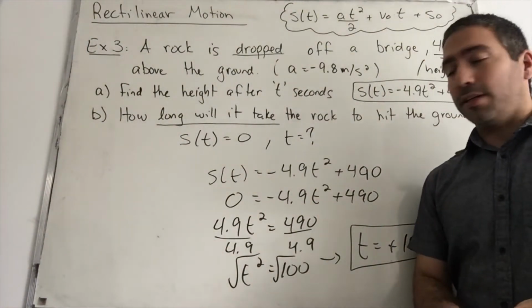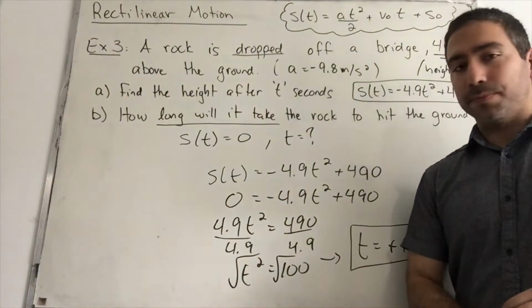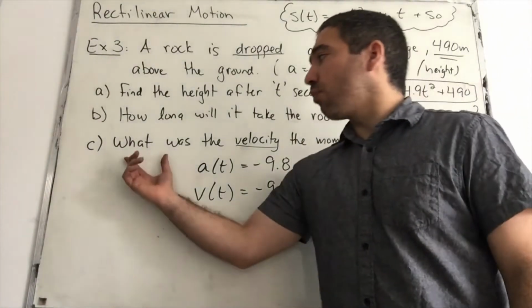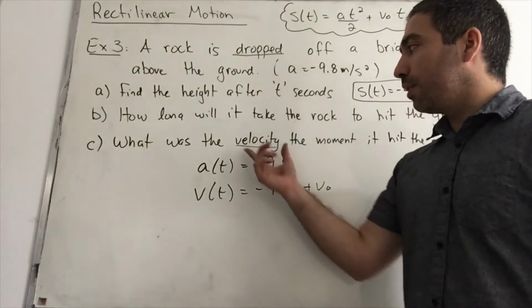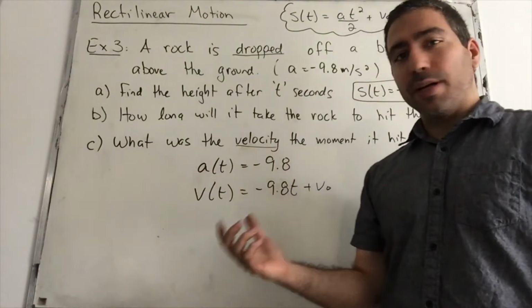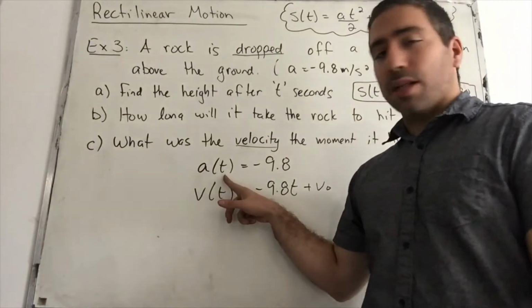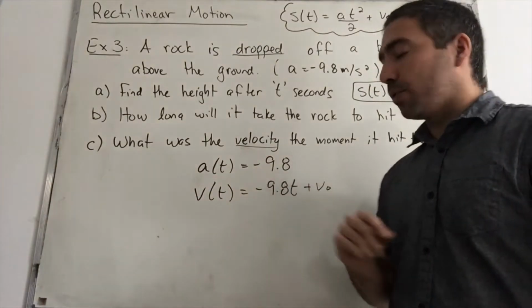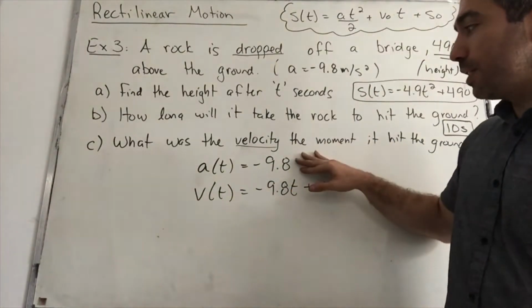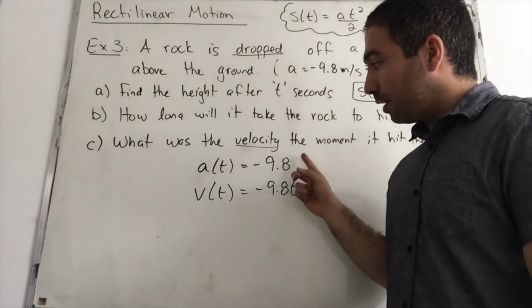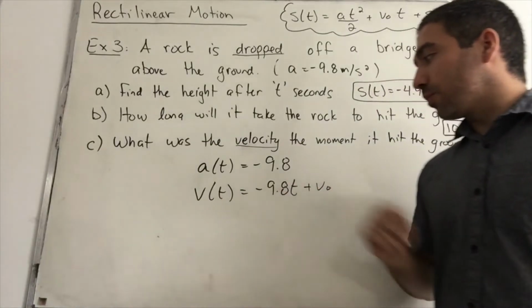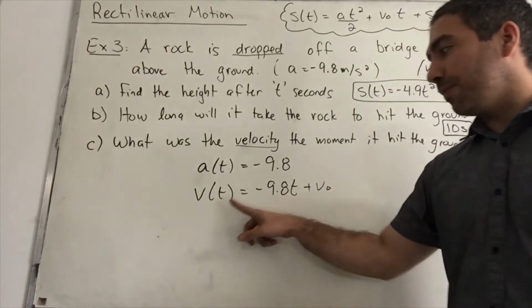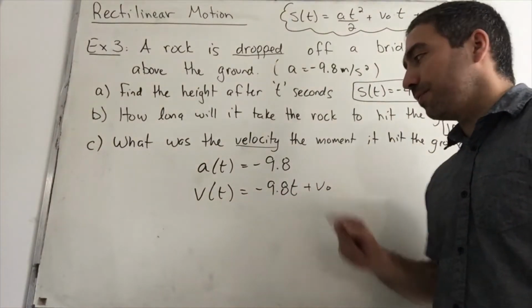Let's keep going and look at the next part to the question. So the next part of the question says, what was the velocity the moment the rock hits the ground? Okay, so we need the velocity function. We actually solved for it already. I just erased it. But we started with the acceleration, the fact that the acceleration is negative 9.8 meters per second squared. I'm not using units in here. And we took the antiderivative, giving us the velocity. So the velocity equation that we got was v of t equals negative 9.8 t plus v of 0.